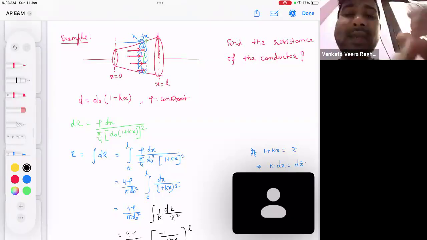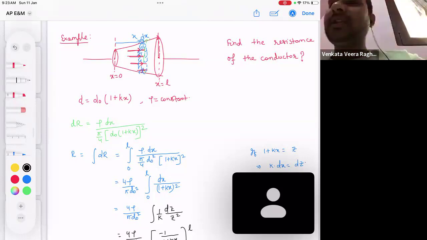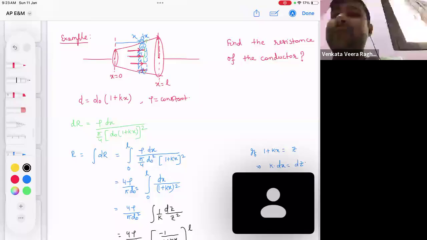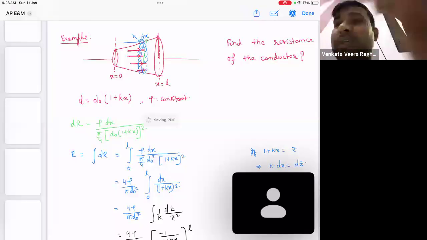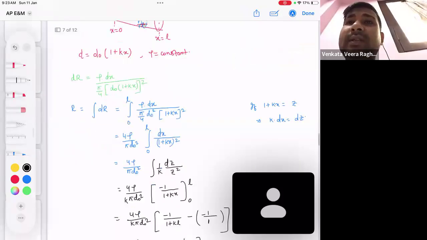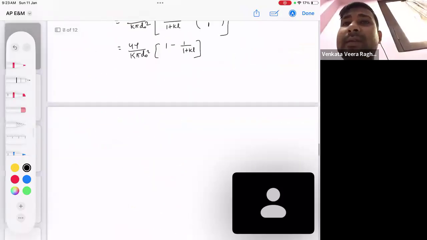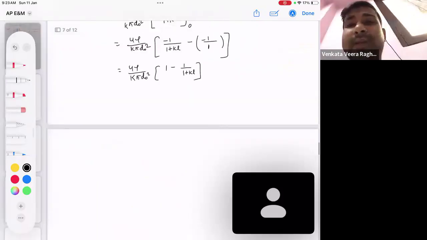But in this question, what happened? As we went from one section to another, we found out that the area of cross section was changing, isn't it? So if the area of cross section is changing, then we had no choice. We have to take help of integration to calculate the resistance. Understood? Let's do one last example on this resistance calculation, using the integration method.